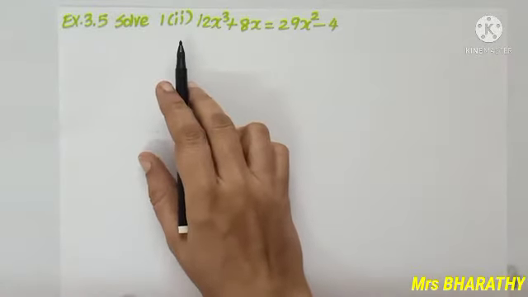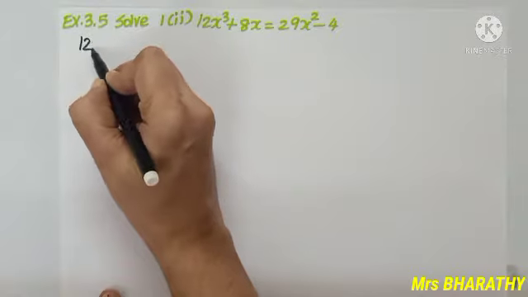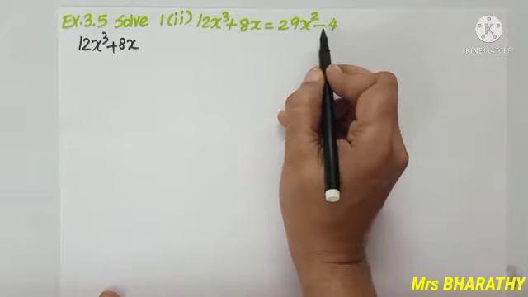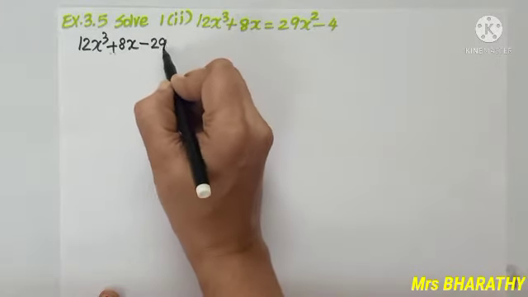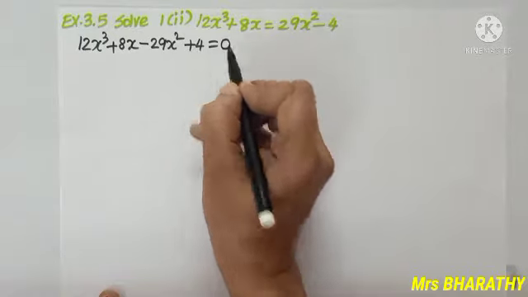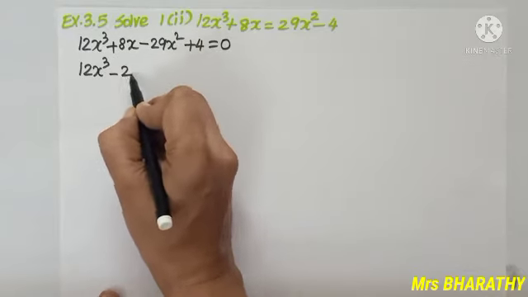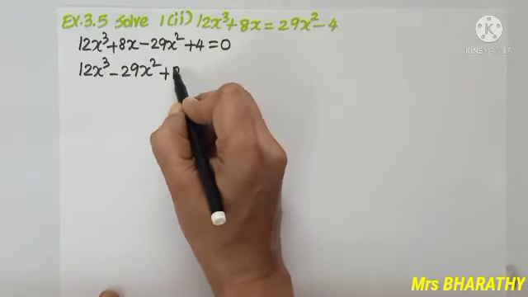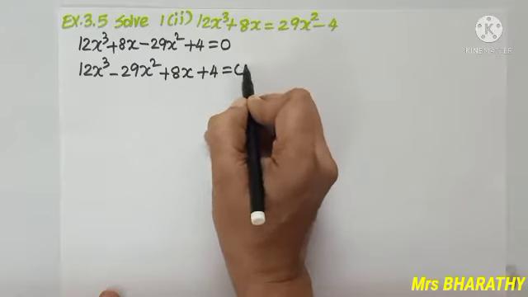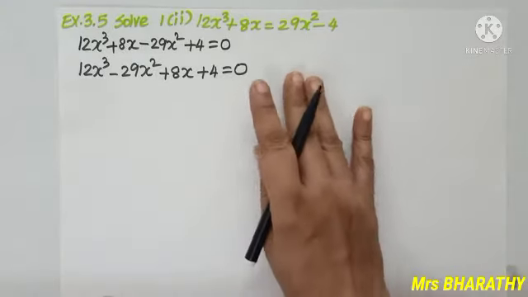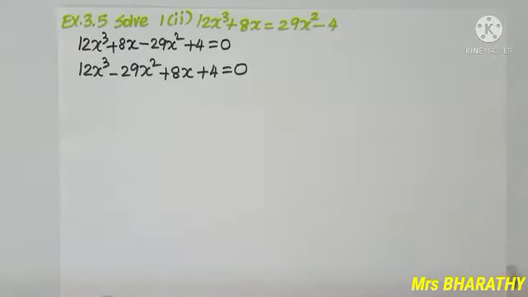Question number 1, subsection 2, solve. 12x cube plus 8x equals 29x square minus 4. Bringing them to the same side, it is minus 29x square plus 4 equals 0. Or rewriting the order, 12x cube minus 29x square plus 8x plus 4 equals 0. This is an ordinary cubic equation. They have not given any clues about the roots, so we have to guess the roots. How to check the roots?